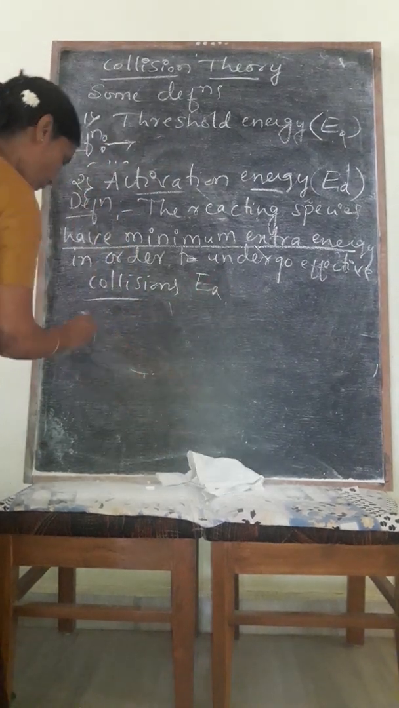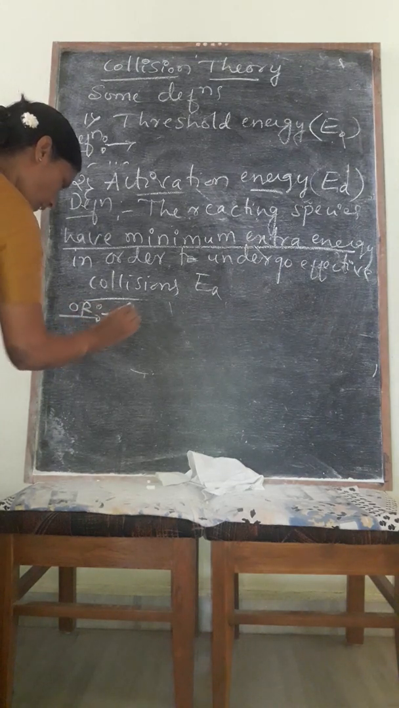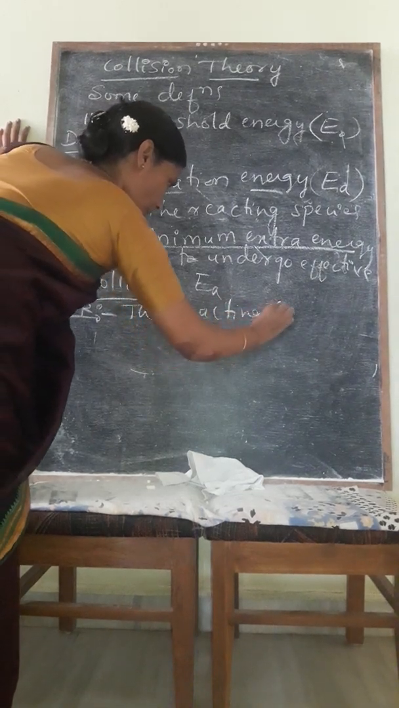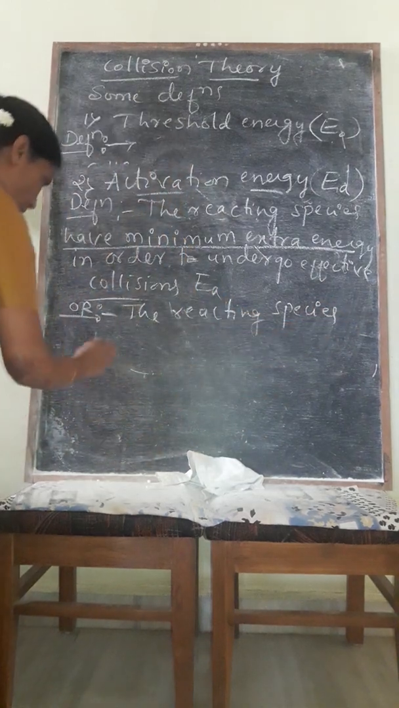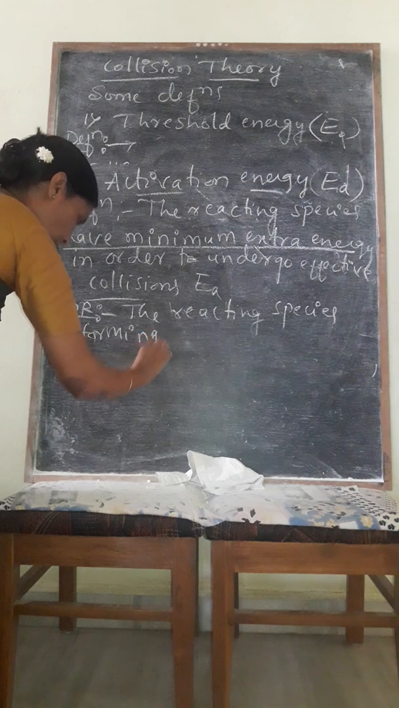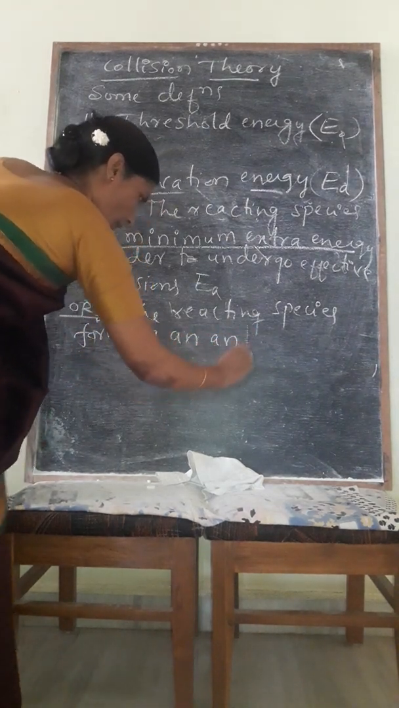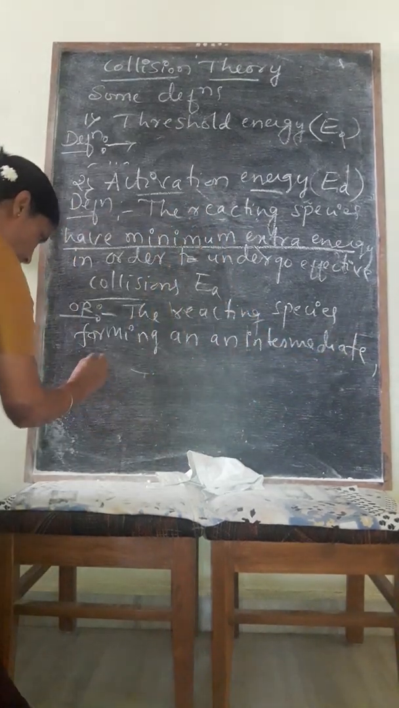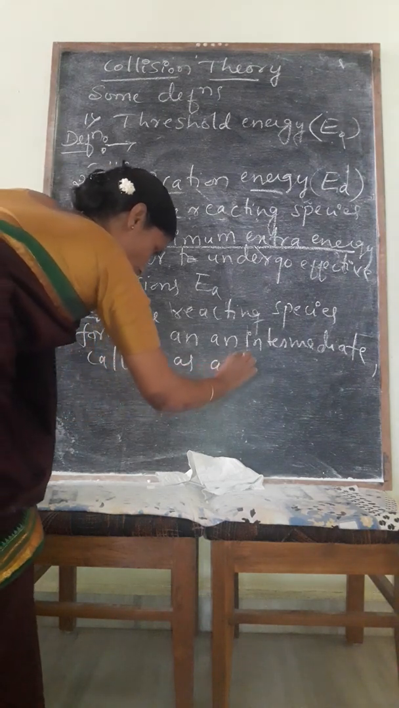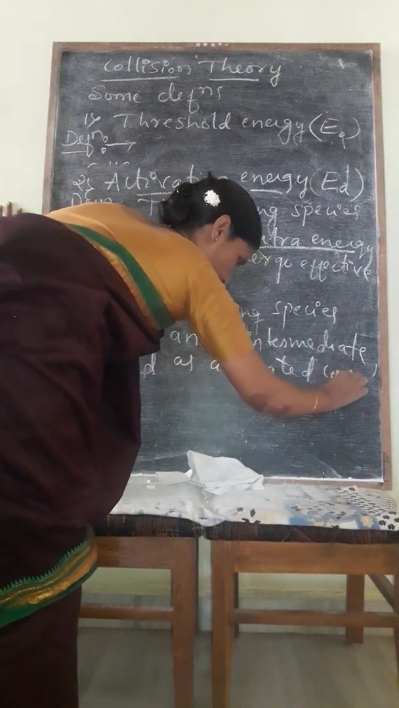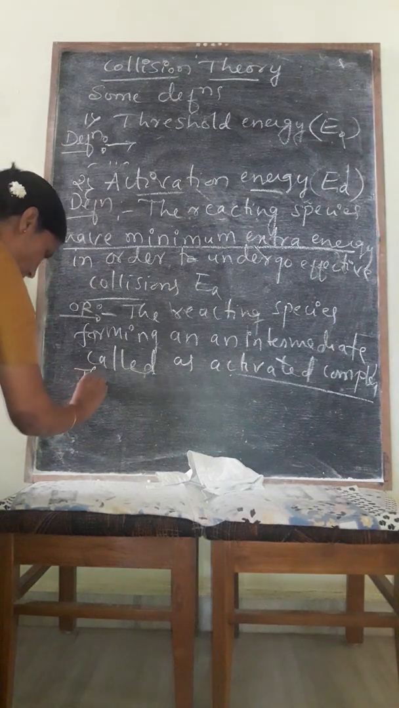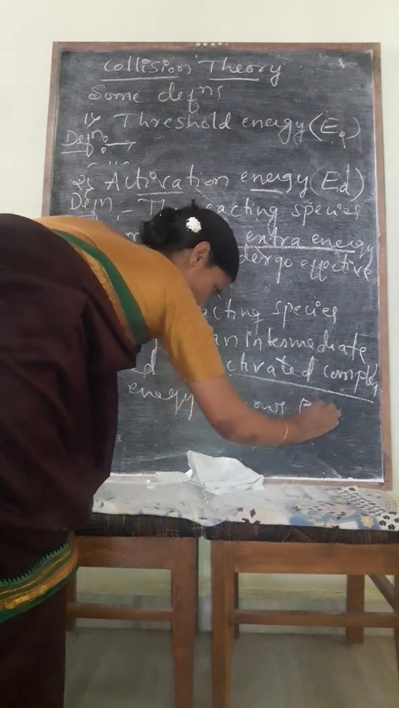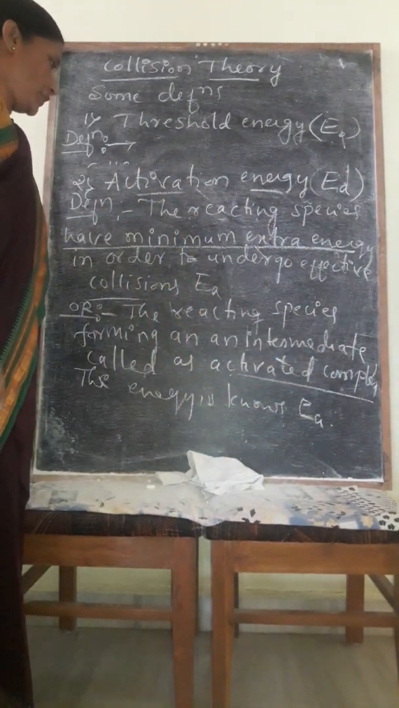In another form it can be defined as: the reacting species forming an intermediate, that intermediate is called the activated complex. The energy is known as activation energy.